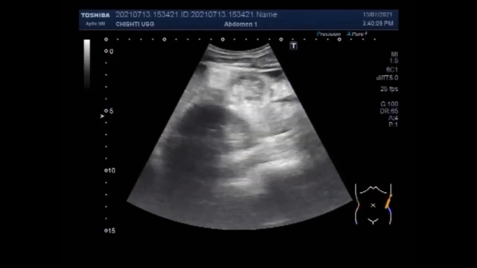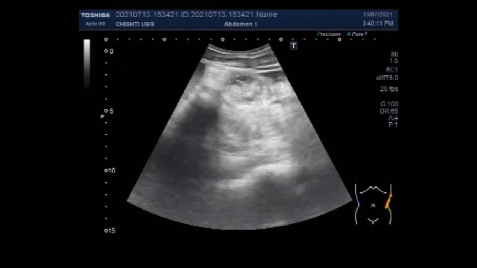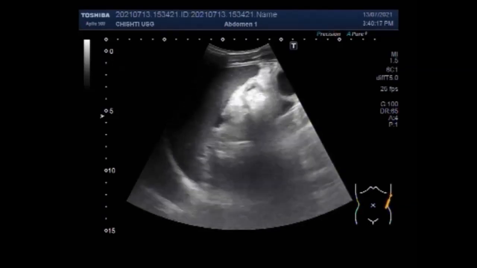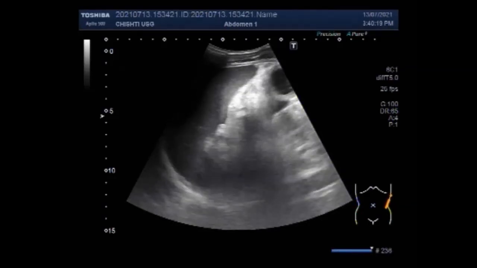Now you can see the left kidney and the spleen, and you will find free fluid in the gut loops as well as in the surrounding area of the spleen.